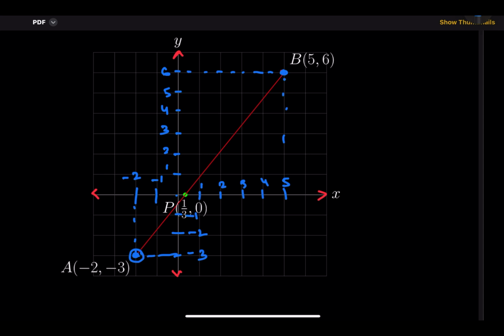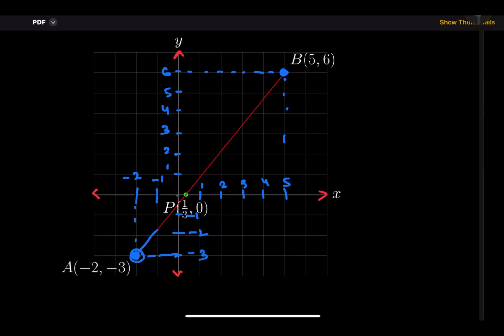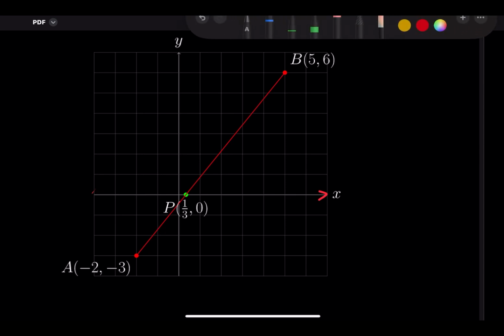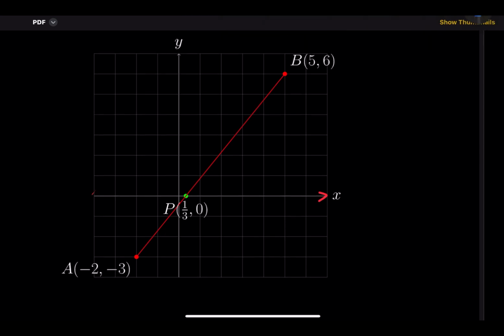Now what is the question saying? That these two are the points, one is (5, 6), another is (-2, -3). Now you draw a straight line joining these 2 points. Now what does the question say? I have drawn a line, and this line is going to touch the x-axis.